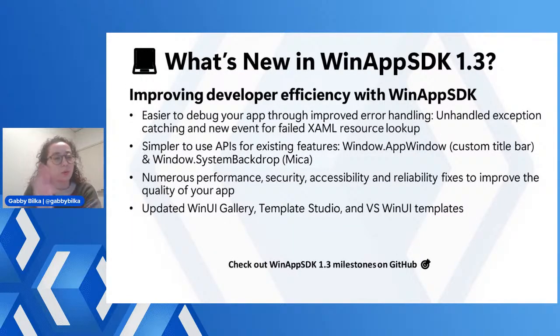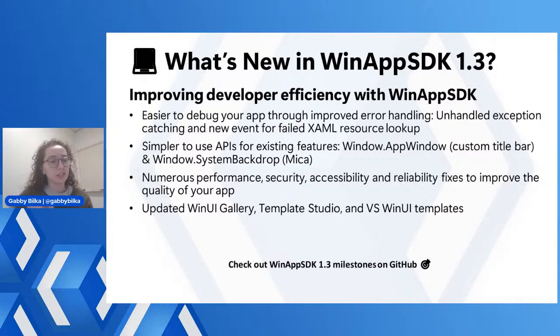So some more info. We've been working on migrating File Explorer to WinApp SDK and also preparing a 1.3 release. This release is centered around improving dev efficiency with WinApp SDK. We've been making many performance, security, accessibility, and reliability fixes. Some of these are included in 1.3 Experimental 1. As we mentioned earlier today, there are new APIs, Window.AppWindow and Window.SystemBackdrop, that make it easier to use existing features in WinApp SDK.